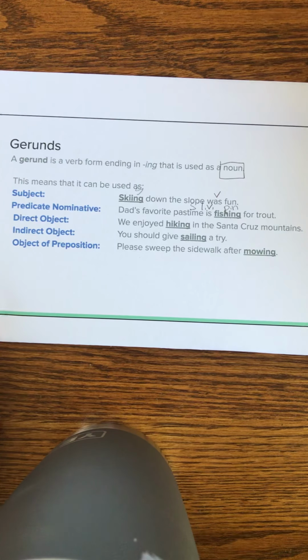And we know too that when we have a linking verb, we can tell something's our predicate nominative by asking, is this another way of saying what the subject is? Is fishing a pastime? Yes, so that works.